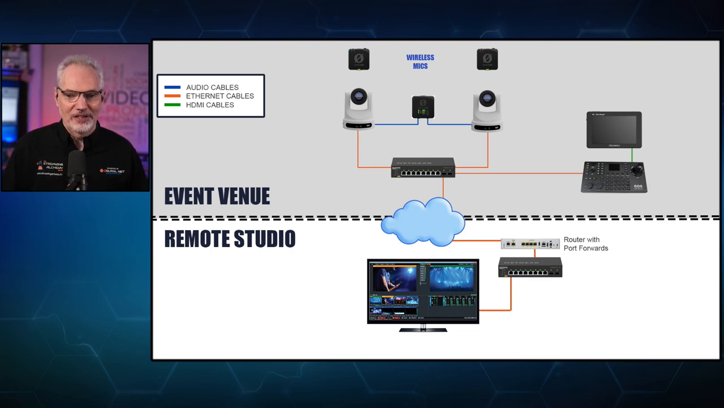That would plug into the internet, and then on the studio side, which is remote from the venue, you would have a router, and in that router, we'll go into some more detail, but in that router, you would have to forward some ports to allow that video traffic and audio traffic coming over SRT to make it back into the studio. And then from there, it's just a network cable connecting you to your vMix system, and you can take that in as an input.